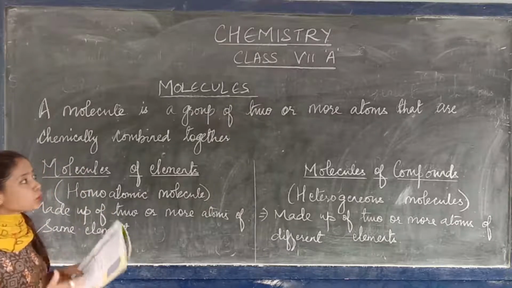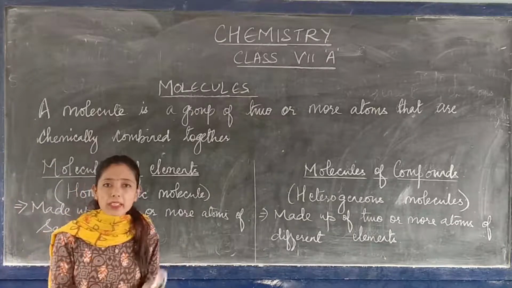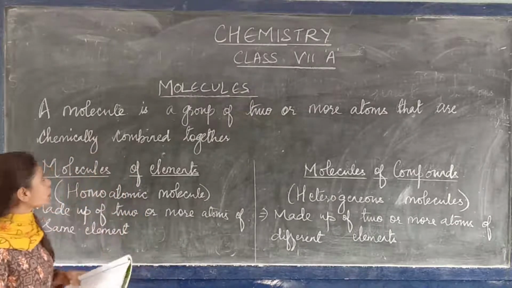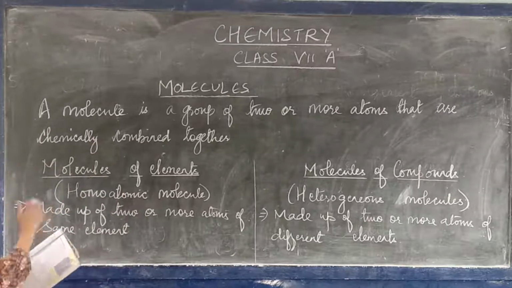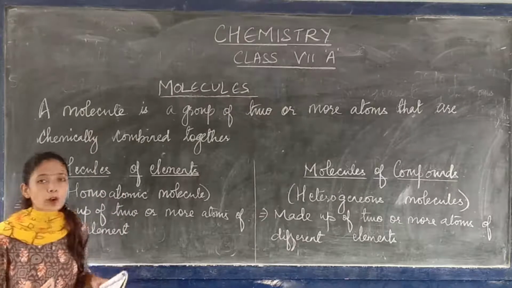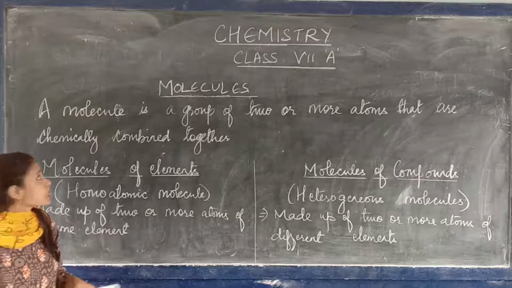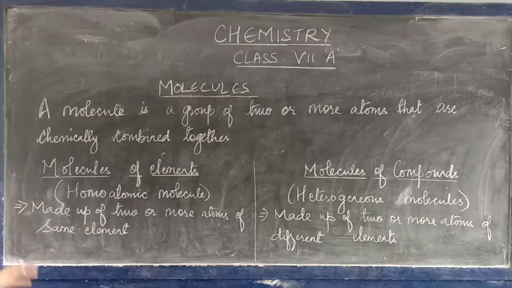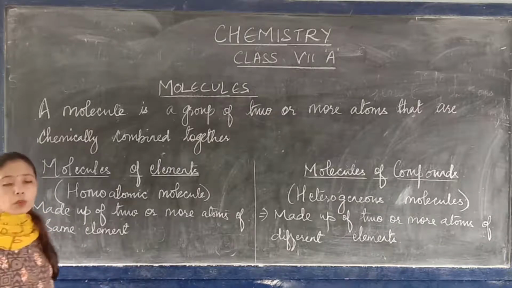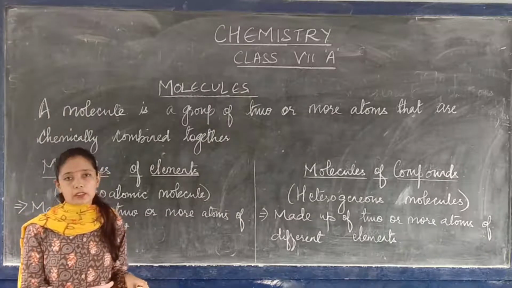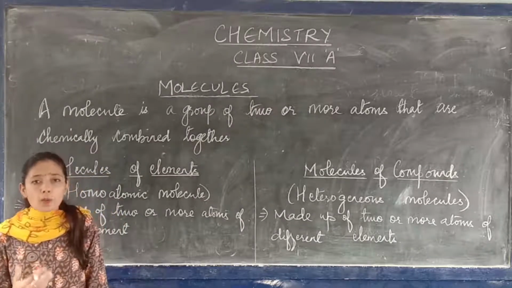So when two or more atoms combine together, that is called a molecule. See, here is a definition. A molecule is a group of two or more atoms that are chemically combined together. So when two or more atoms combine together, that is called a molecule.